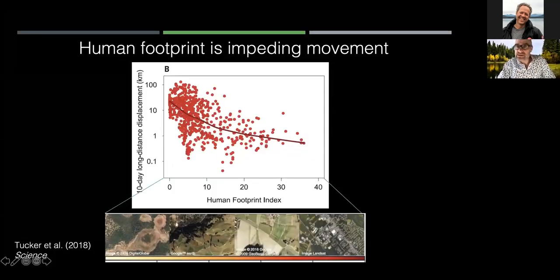Recent research is showing us that when we put collars on mammals, we can track them. This data is from mammals, from a paper in Science that I was not involved in, but I find excellent and inspiring. It shows how the 10-day long distance displacement of mammals is mediated by the human footprint index. As we go from a pristine environment on the left up to urbanized land cover, you see about 2.5 orders of magnitude decline in the movement of the 60-odd mammal species this data set was based on. So we now have direct evidence of the effect of human footprint on movement at different scales.